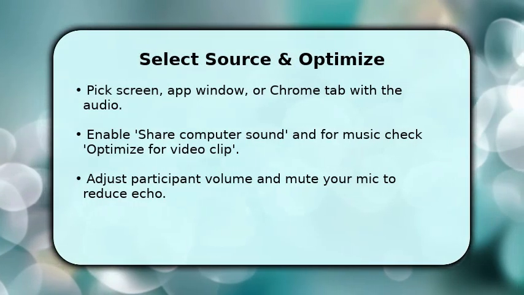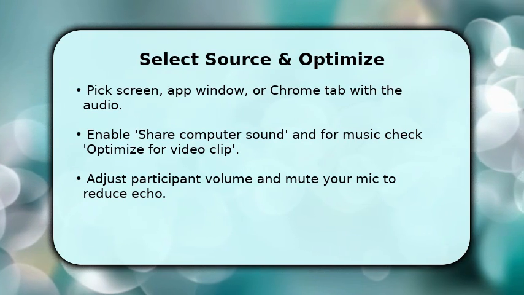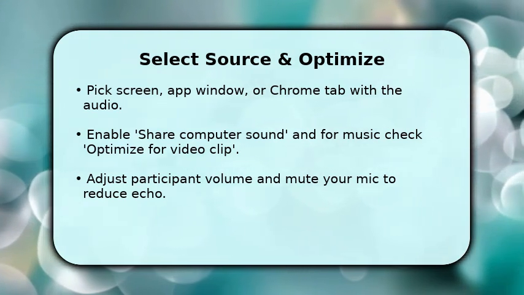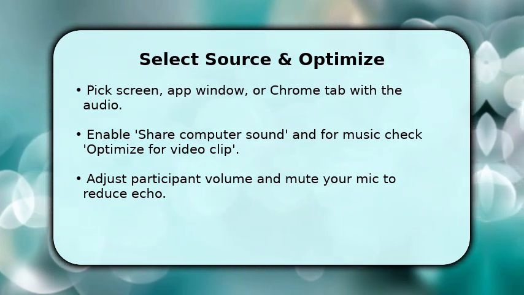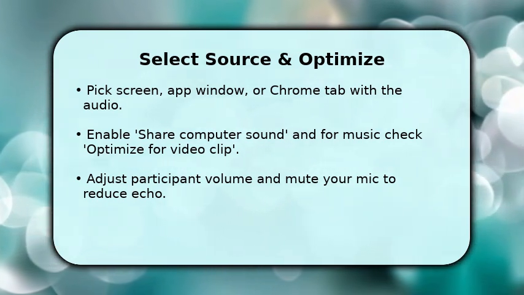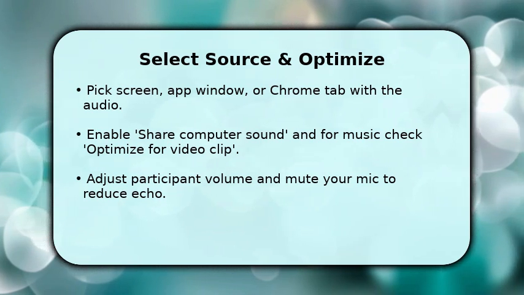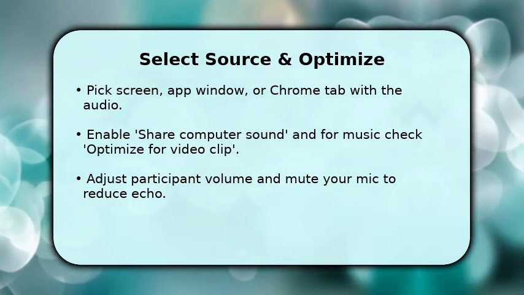Now choose the exact source. Pick the application or Chrome tab playing the audio so Zoom shares the intended track. Before hitting share, enable Share Computer Sound. If you're playing music or a video, also enable Optimize for video clip to preserve fidelity.